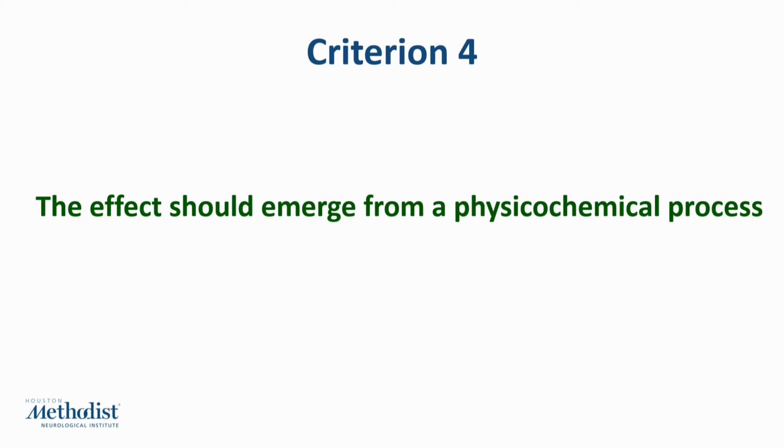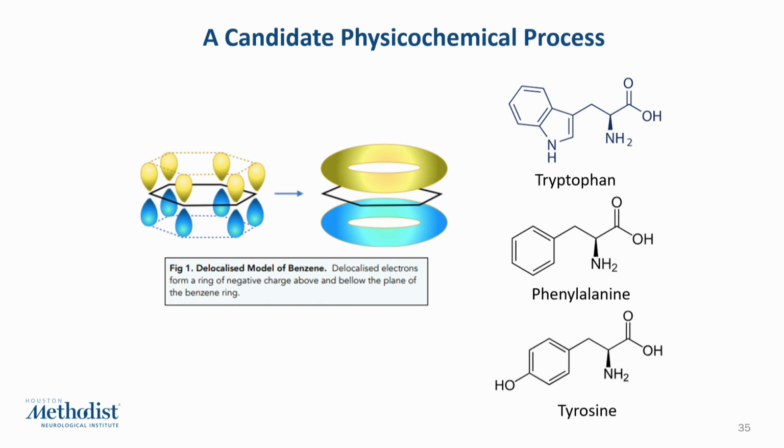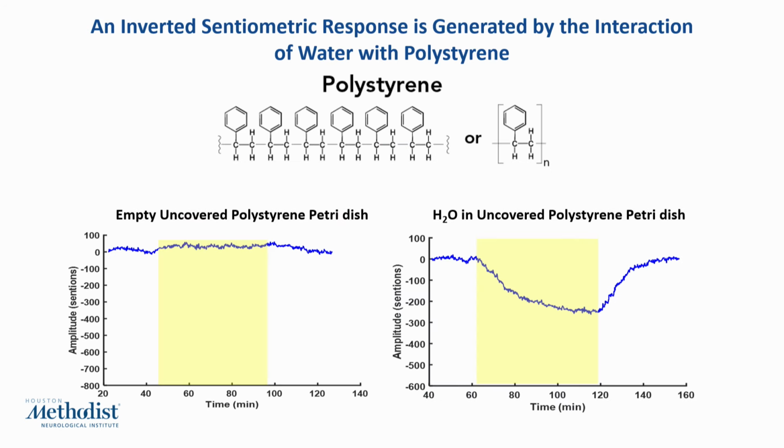Okay, criterion four, and this is the last thing: the effect should emerge from a physicochemical process, right? And what is our physicochemical process? The benzene rings. So what is an easily available polymeric structure with benzene rings? It's polystyrene, which is plastic.